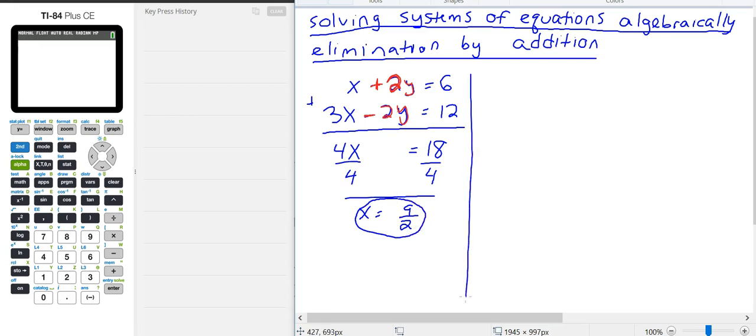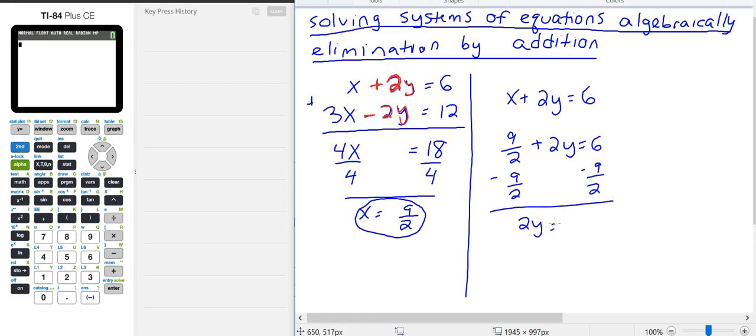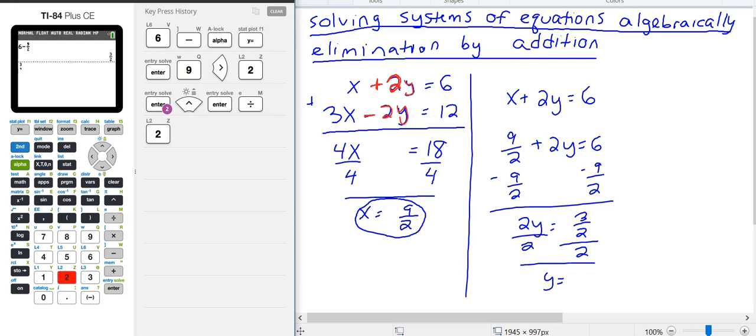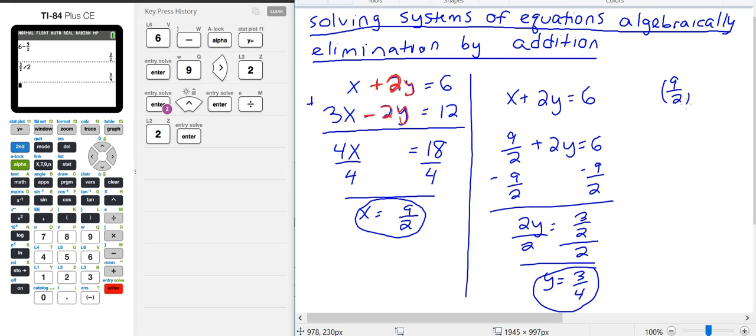To do that, we could just substitute whatever we got for x back into one of the equations. Doesn't matter which one. Let's just use the first one, and we're going to solve for y. Now for x, we have 9 over 2, minus 9 over 2, and minus 9 over 2. 2y is equal to 6 minus 9 over 2, which is 3 over 2. And we're going to divide by 2 and divide by 2. y is equal to 3 over 2 divided by 2, which is 3 over 4. So the point of intersection of these two lines is x is equal to 9 over 2 and y is equal to 3 over 4.